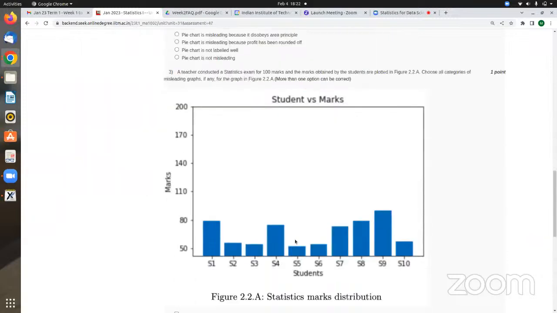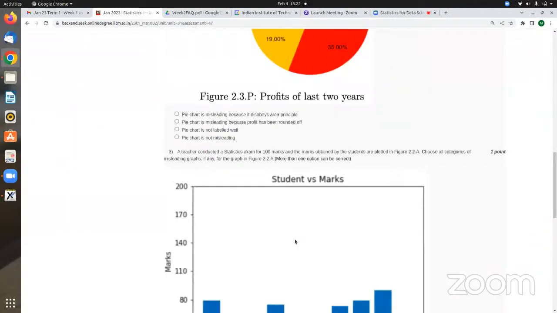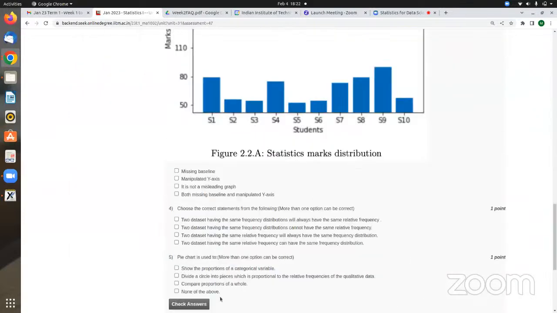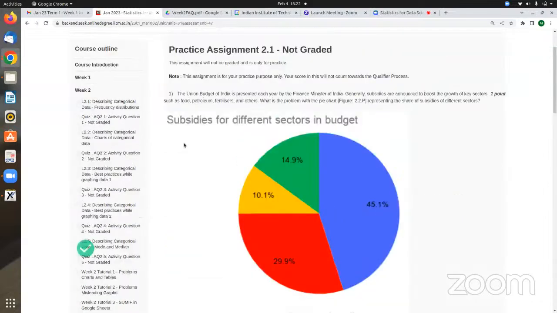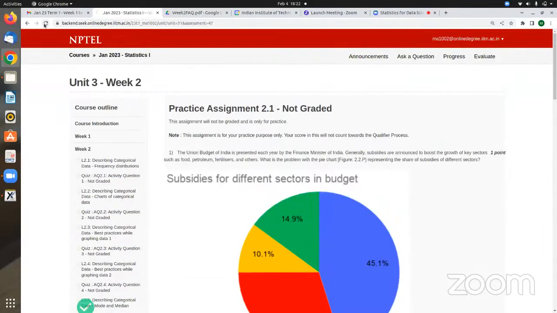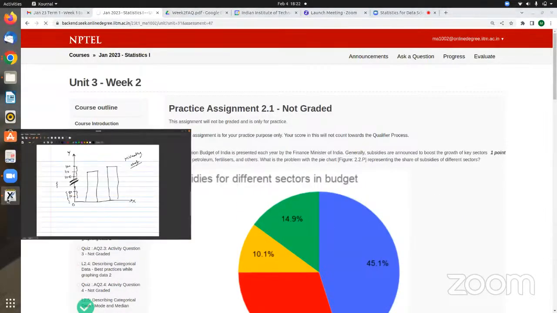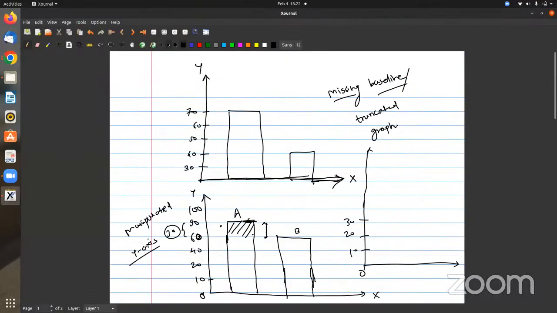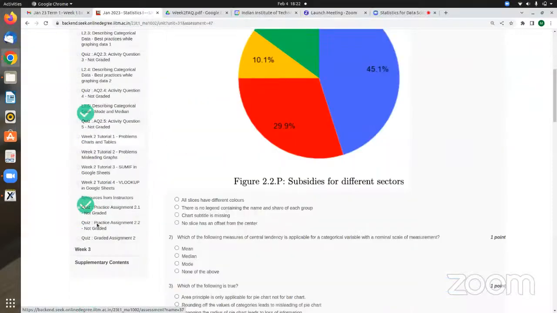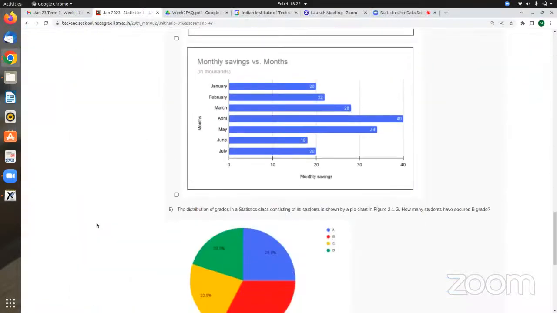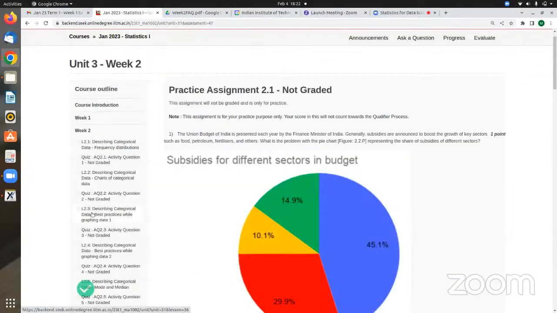I have a doubt in the current thing that you covered, the truncated graph. Can you open activity 2.4, question number 4? Okay.